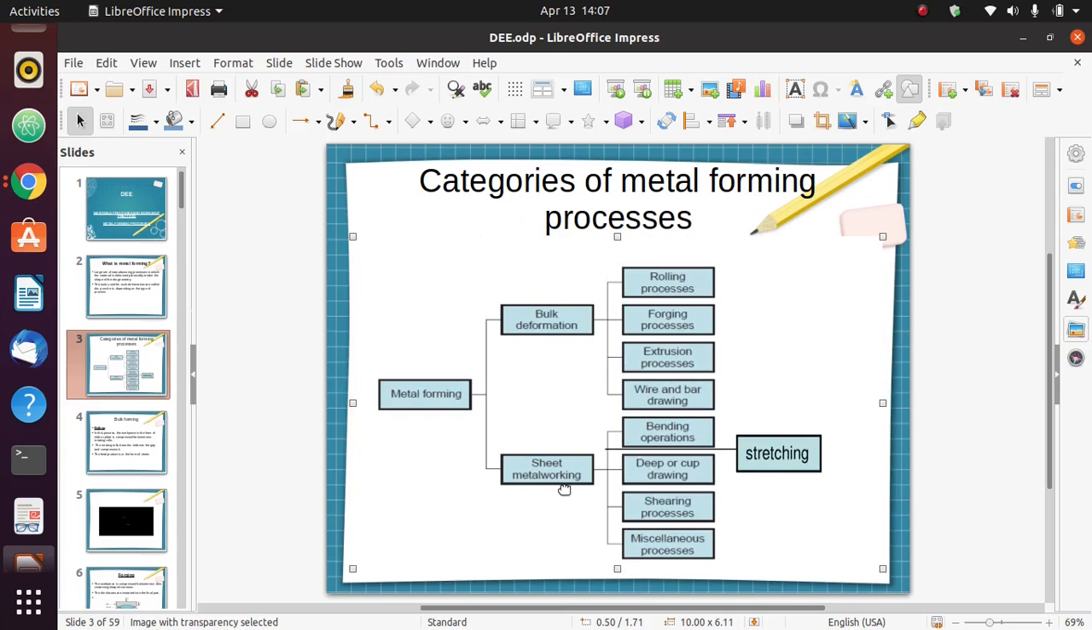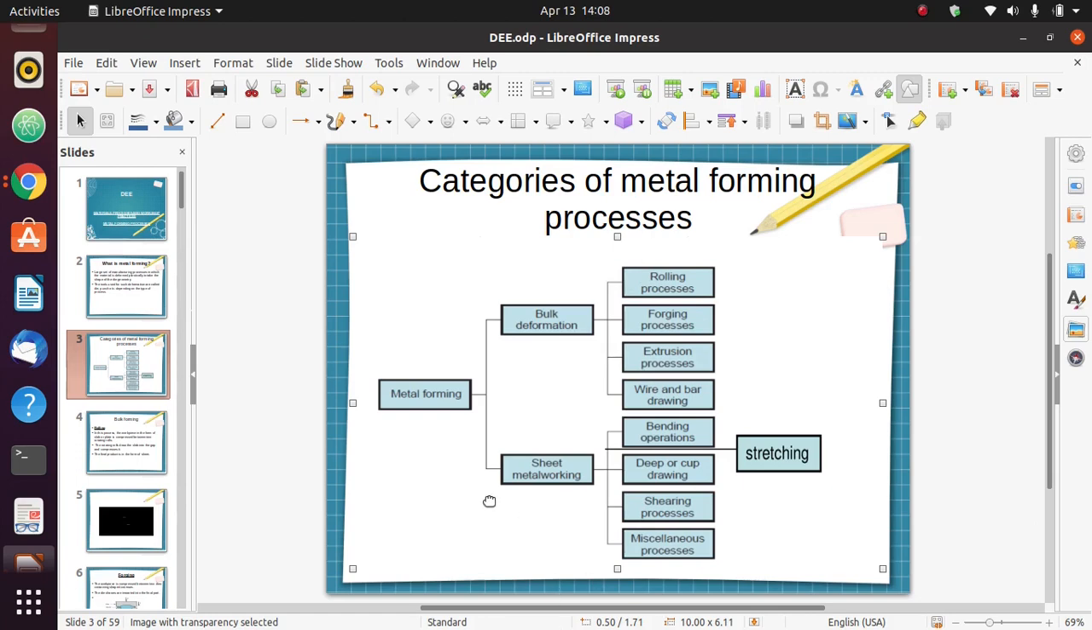Yeah. Okay. Now, we can categorize metal forming processes as sheet metal working and bulk deformation. Sheet metal working is when you're dealing with very small work pieces, but we can deal with huge ones too, or where the work is a lot, so we can categorize metal forming as under bulk or sheet. Under bulk deformation processes, we have a process known as rolling, there is forging, we have extrusion and wire and bar drawing.